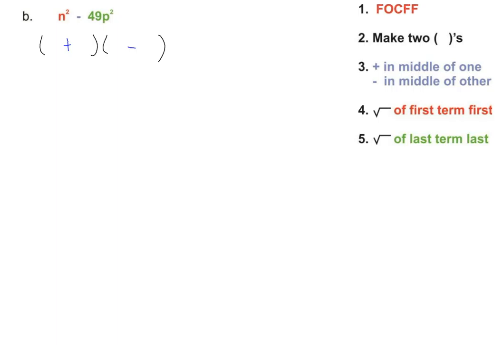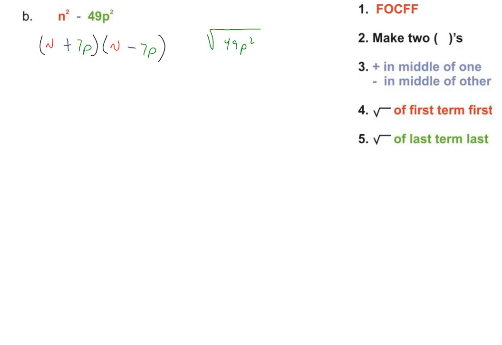All right, and so what is the square root of n squared? It is n. So we did the square root of n squared and put it in the front of each. What's next? Andrew, just tell me what to do. Don't tell me what it is. Square root of 49p squared. Okay, so we got to do the square root of 49p squared. So what would that be? Hopefully you think it's 7p, right? It is 7p.